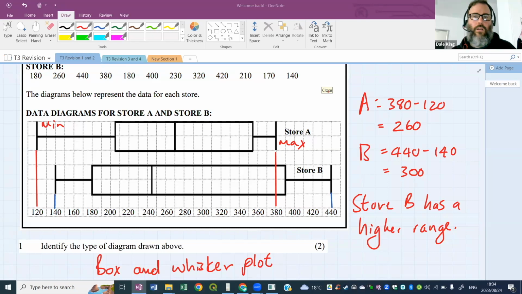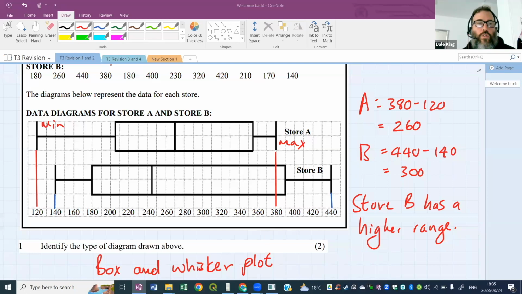So can you please explain this again? I wasn't sure. Okay, cool. So what we're doing, Emily, is answering the question: which store? Do you know what a box and whisker plot is? No, sir. Okay, are you in matric? No, sir, I'm not. You don't have to know. You don't have to worry about it. This is a box and whisker plot.